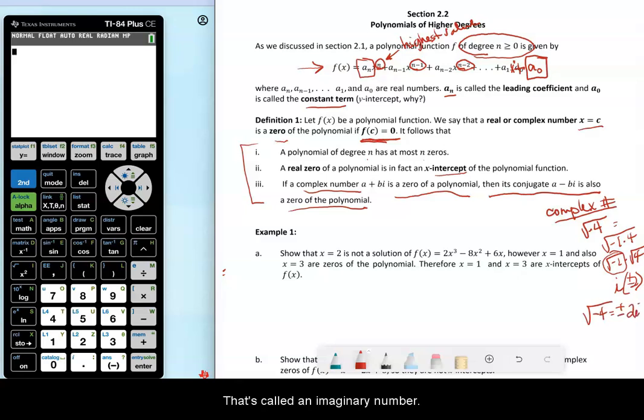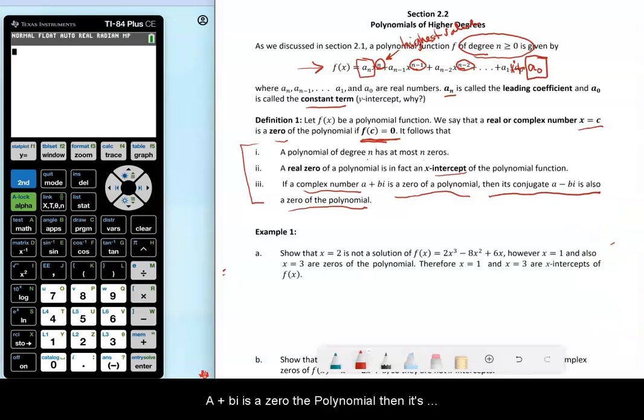That's called an imaginary number because the real world won't let you take the square root of a negative number. Then complex numbers are when you have a real part that goes along with the imaginary part. So, for example, this plus or minus 2i is imaginary. I can make it a complex number by having the real number 0 added to it. Now, I said all of that to talk about this part 3. If a plus bi is a 0 of a polynomial, then its conjugate, a minus bi, is also a 0 of the polynomial.